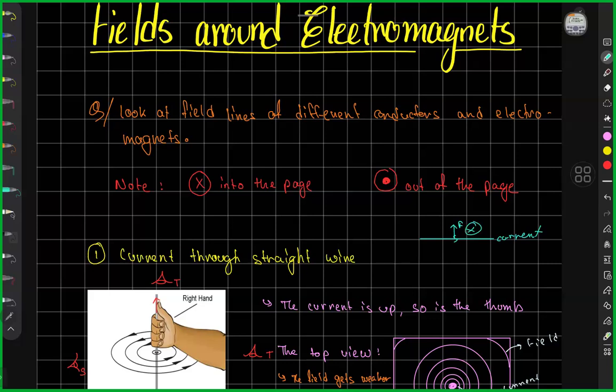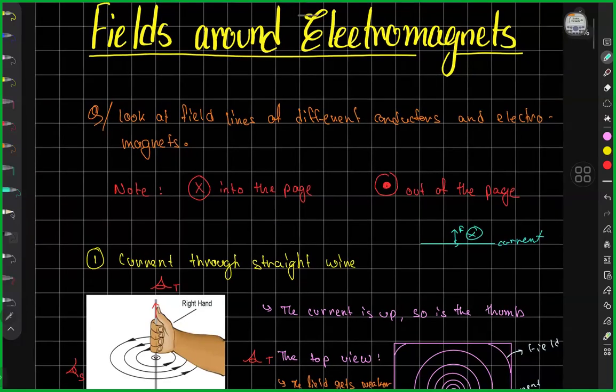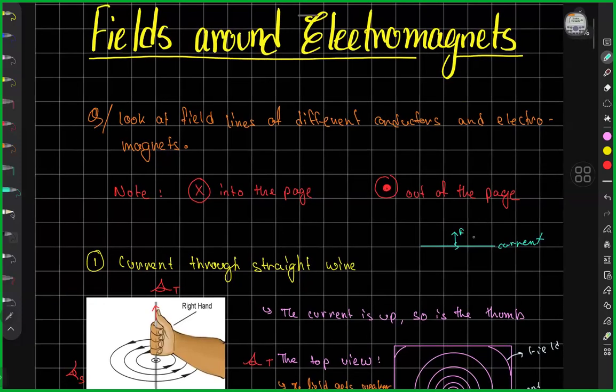I'll explain when it's into the page and outside, and how we figure it out using Fleming's left-hand rule. That's fine, don't worry about that. But what I'm clarifying right now is the notation. So a circle with a cross means into the page. So magnetic field is into the page.